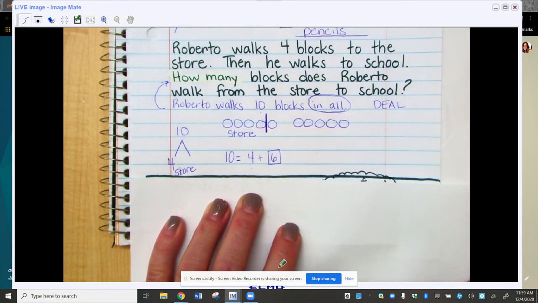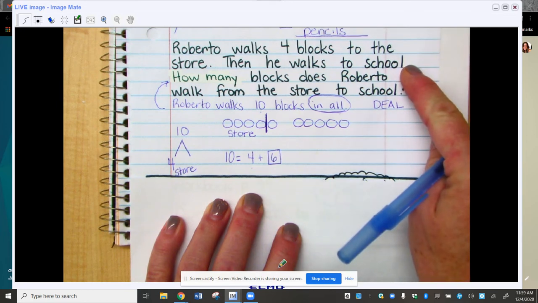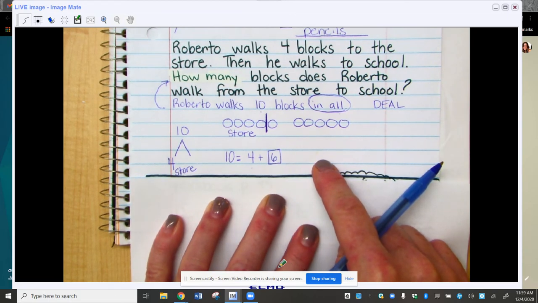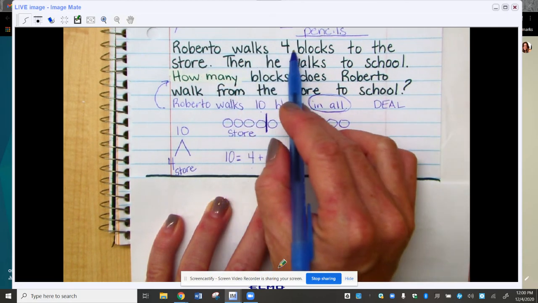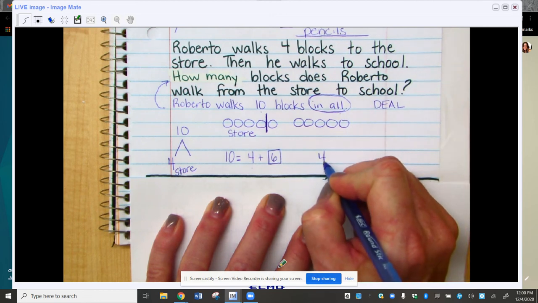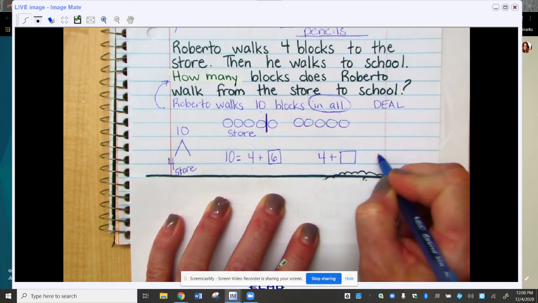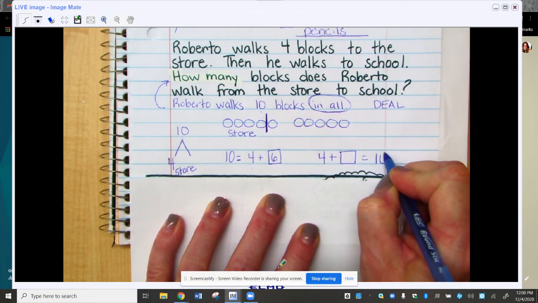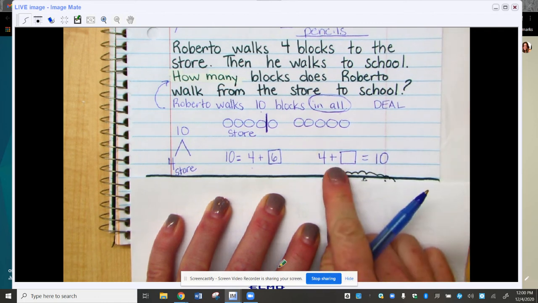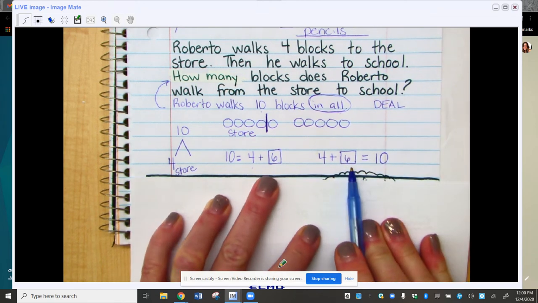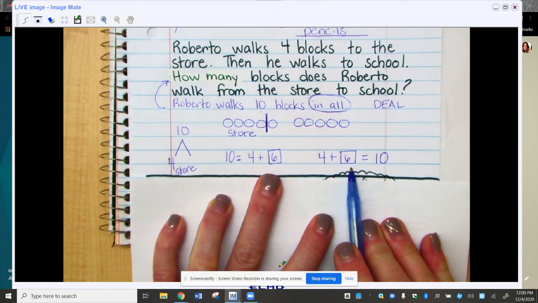Or I could write this in the order that the story problem was given to me. So you don't have to write both. Okay, you do not have to write both. Roberto walks 4 blocks to the store and then he walks more blocks to the school and he walks 10 blocks in all. So I could have my missing or unknown partner here. So either way I write my equation, I'm still looking for the unknown partner. 4 and 6 are both partners of the total 10.